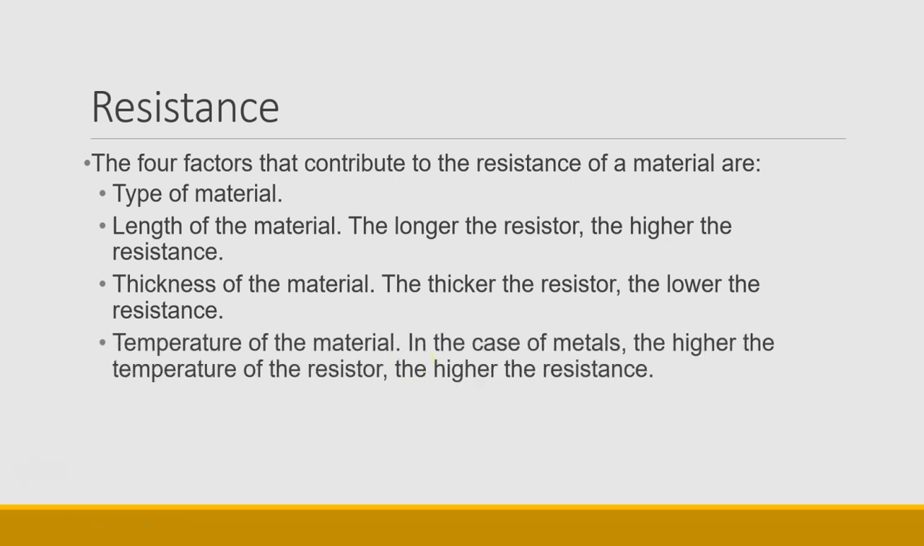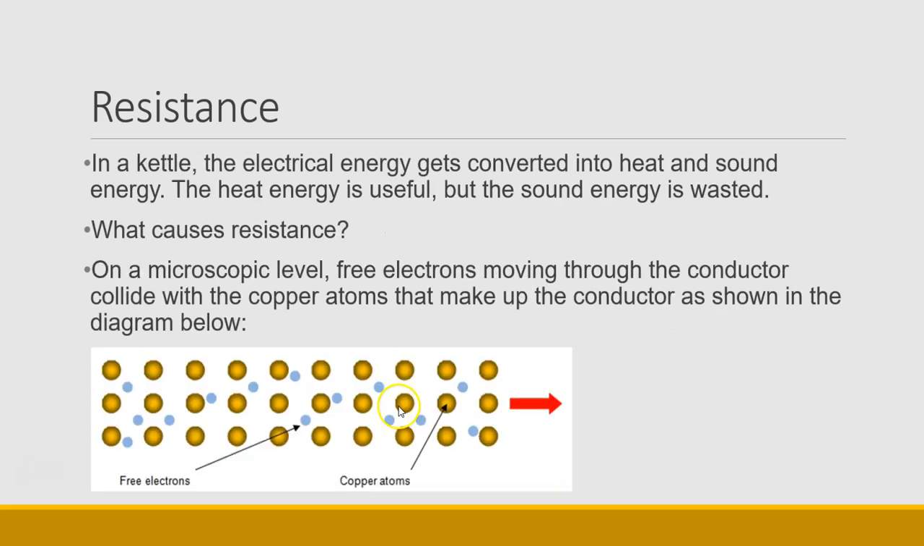And finally, the temperature of the material. Coming back to this diagram, remember that these brown circles are the atoms that make up the conducting wire. Now, whether this is a conducting material or a material with a higher resistance, if those atoms are heated, they are going to vibrate faster in their position. And if they're vibrating faster, what does that mean for these little free electrons that are trying to get through? It's going to be harder for them to get through. And that is why, as the temperature increases, the resistance increases.